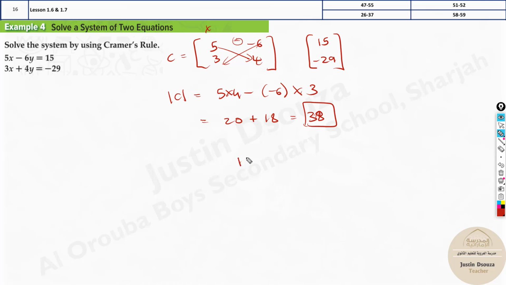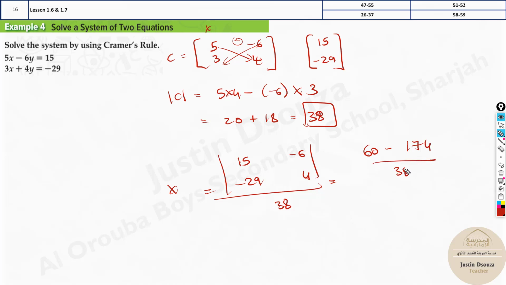So it will be 15 minus 29 minus 6, 4. So in order to find the x value, you need to find the determinant of this divided by the determinant which we already found out. And now what's the answer? 15 times 4 is 60 minus, and again this minus minus becomes plus, but this minus remains. 29 times 6, it'll be 30 times 6 is 180 minus 6, it'll be 174, divided by 38.